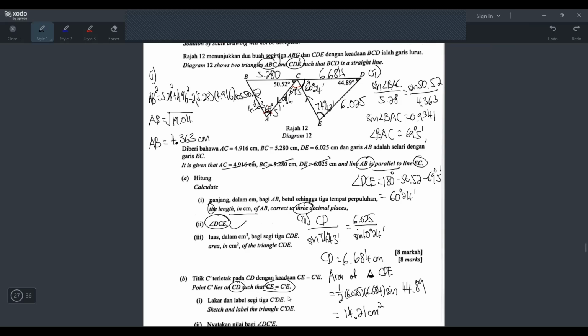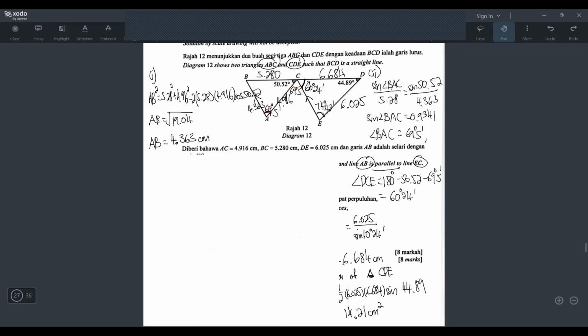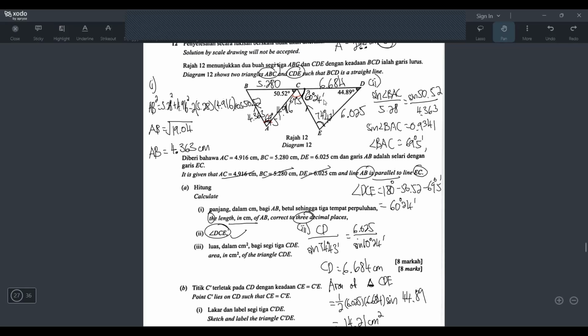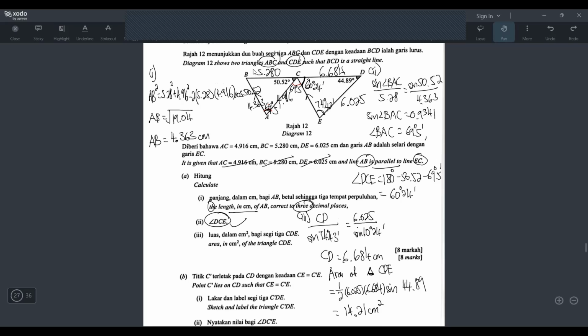Okay, so now what do they say? Number one, sketch and label the triangle C prime DE. Very simple. Look at this triangle, right? Can you see you have three angles already? Now let me ask you, which one is the smallest angle? Right? 44.89. If 44.89 is the smallest angle, it means the opposite will be the shorter side. This is the shorter side. All right? Do you understand?